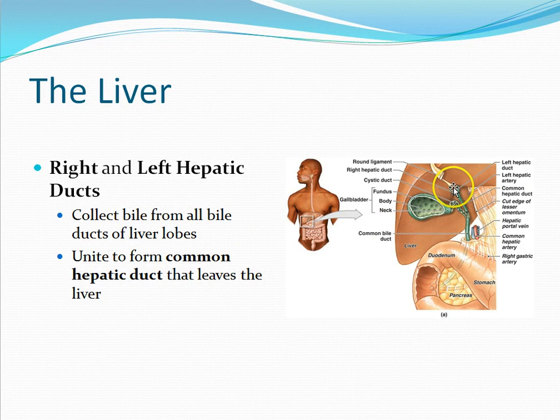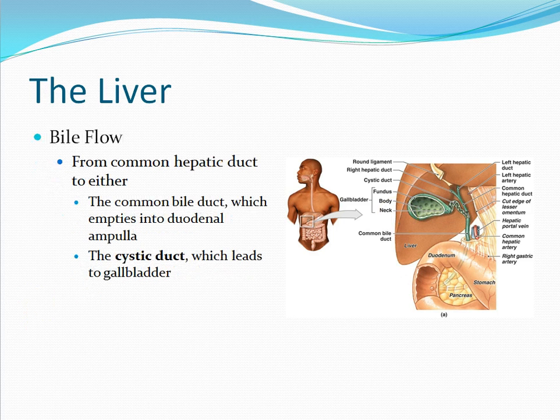Again, we can see this here. Here are the right and left hepatic ducts, and they join to become the common hepatic duct. When bile is produced and secreted, it will leave the liver through the common hepatic duct. Once in the common hepatic duct, the bile has one of two choices as far as where to flow next. It can go from the common hepatic duct into the common bile duct, which empties into the duodenum.